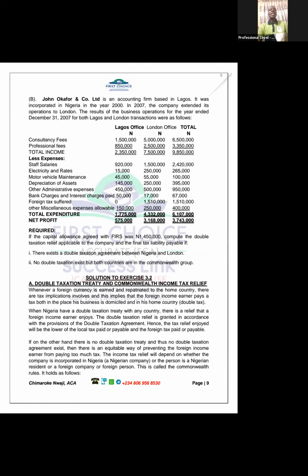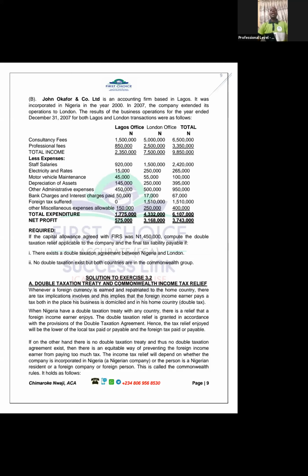Bank charges and interest charges paid, approved. Foreign tax suffered. Of course, it's supposed to be approved, but you know, foreign tax will be added back because we want to look for assessable profit and taxable profit. Now they said other miscellaneous expenses allowable. They said it's allowable, we believe them. Total expenditure, look at your net profit. Required.